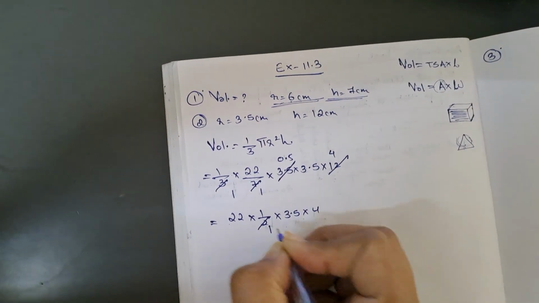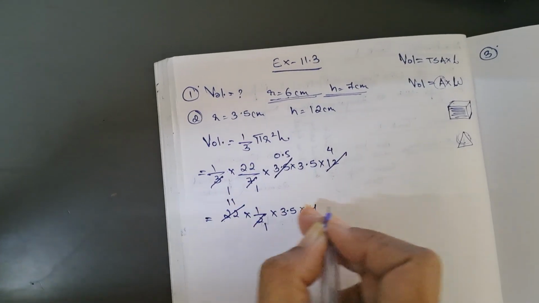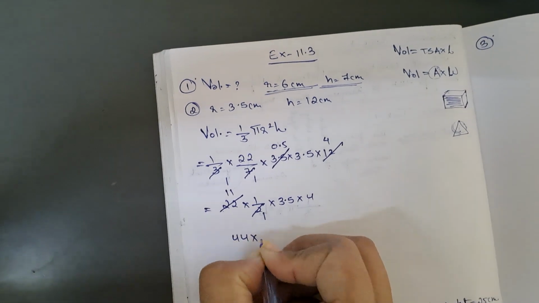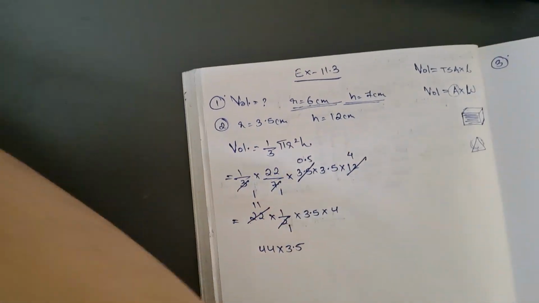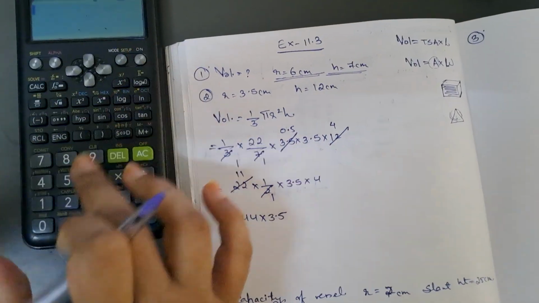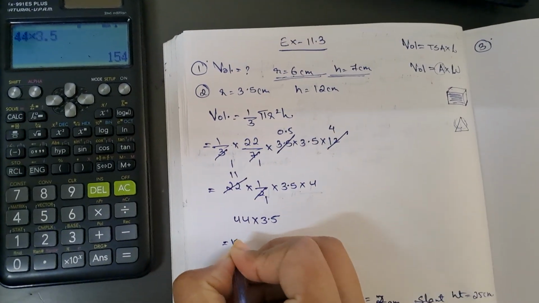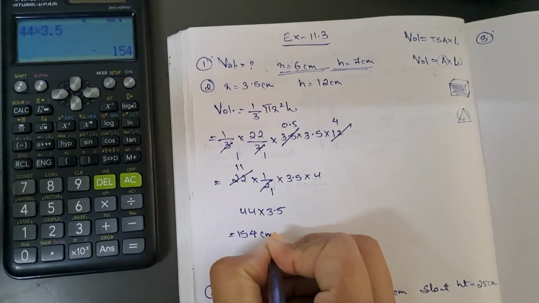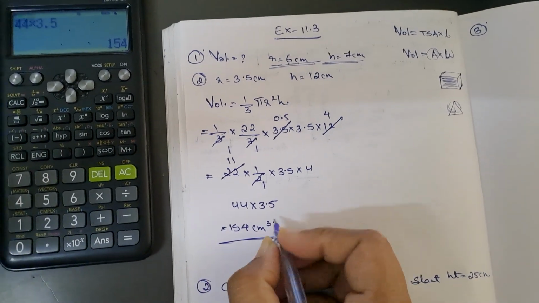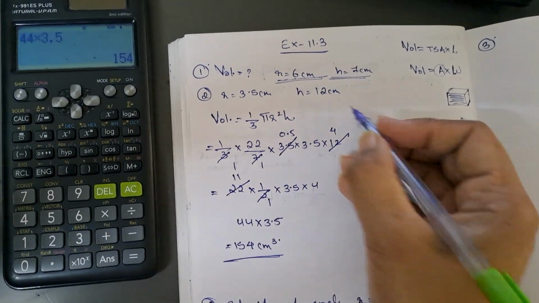Now 2 ones are 2, 11 times. 11 into 4 is going to be 44. 44 times 3.5. You can do it in the calculator, but you have to do it in the examination, so be quick with the multiplication so that you get the answers right. So it is 154 centimeter cube that would be the answer for this. For volume, the unit is centimeter cube.